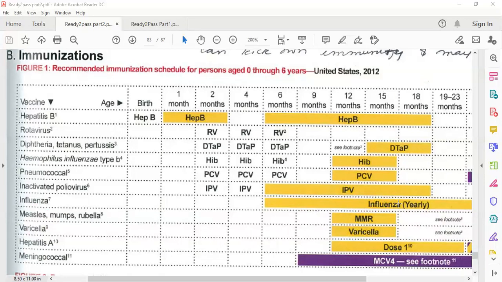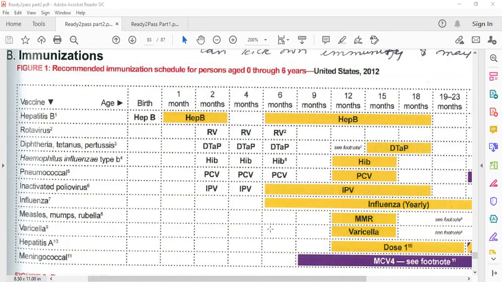Usually the NCLEX board asks the question, how soon can a child get the influenza vaccine? The answer should be not until the 6th month. So an infant or child can take the influenza vaccine after 6 months. Before 6 months, you never give the influenza vaccine to them.